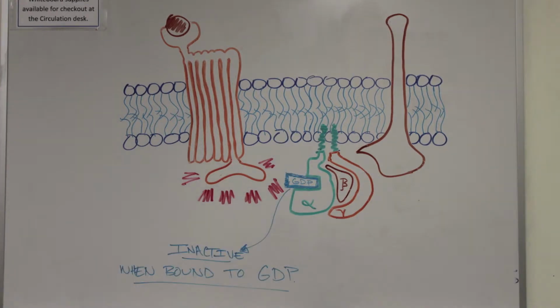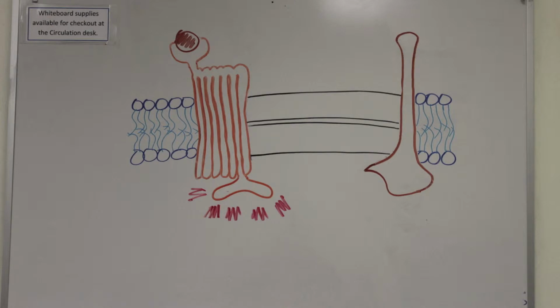In the absence of a signal, the alpha subunit has a GDP bound. For simplicity going forward, the 2 black bars shown here will represent the phospholipid bilayer.